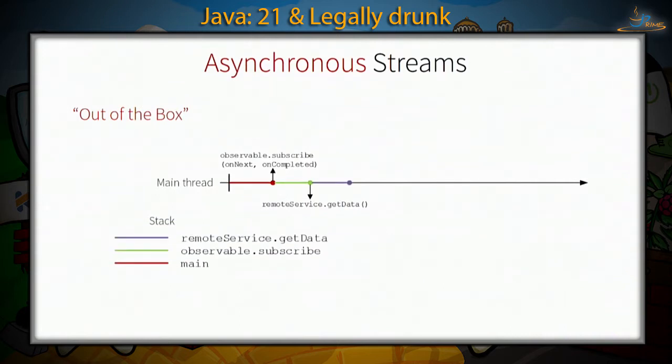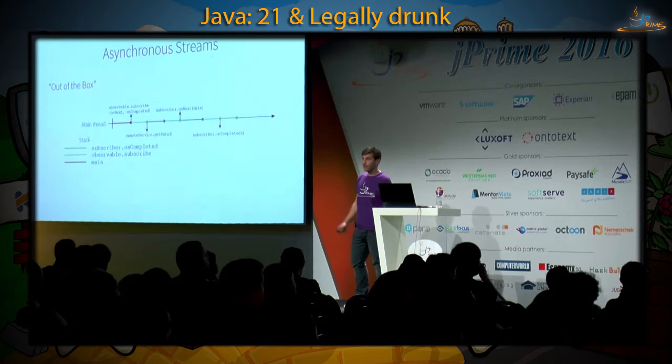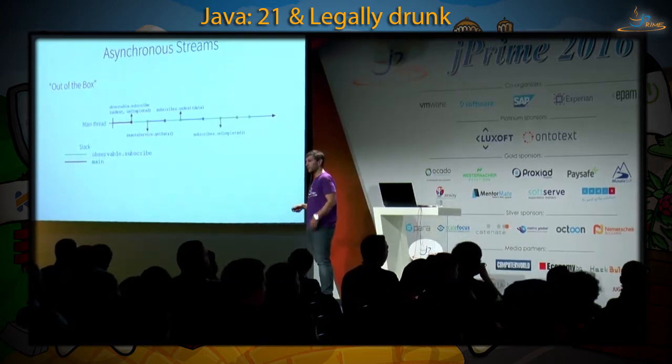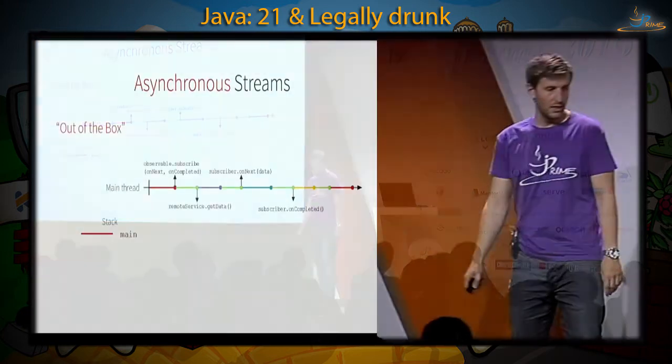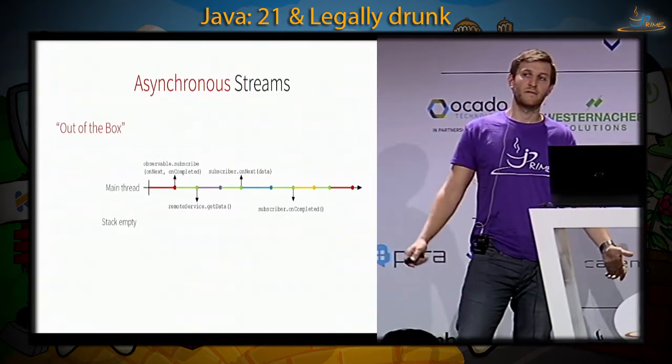And our producer will call some remote service to get the data. Then a consumer's onNext method will get called. Then a consumer will start executing. Then a consumer's onCompleted method will get called. Then this method will execute. And only after all of this is done, only after both producer and consumer are finished, only then will our main method start executing again. And sometimes that's fine, but a lot of times it isn't.